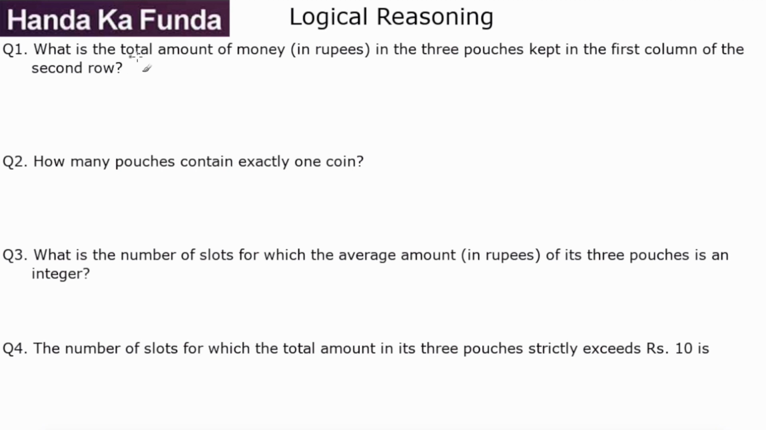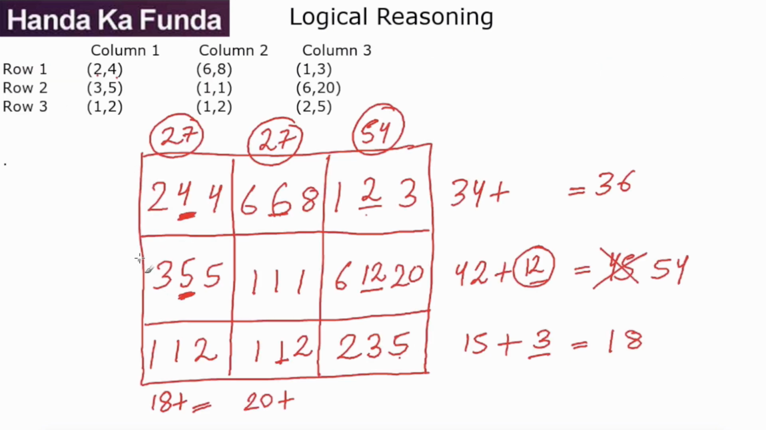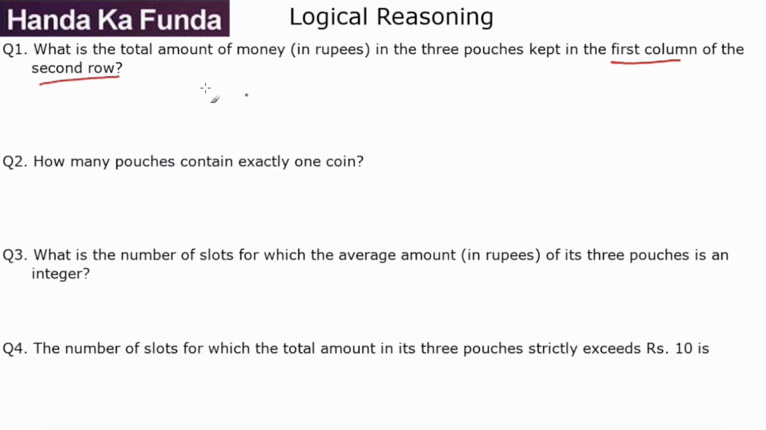Question 1. What is the total amount of money in the 3 pouches kept in the first column of the second row? Let's check. First column, so that is this column. Second row, so this value. We are looking for 3 plus 5 plus 5. So the answer here is 13. 3 plus 5 plus 5 is 13.